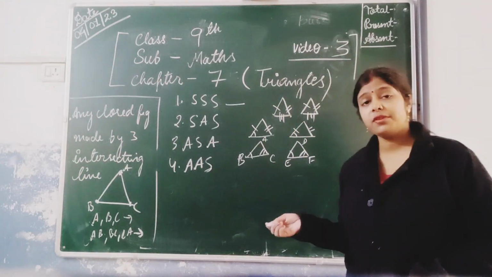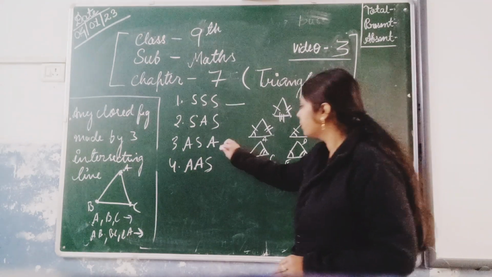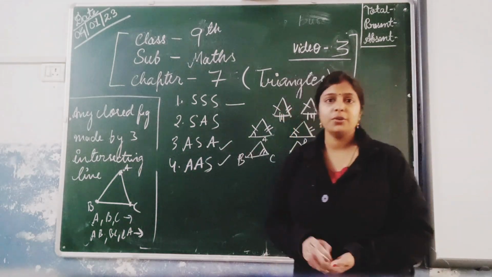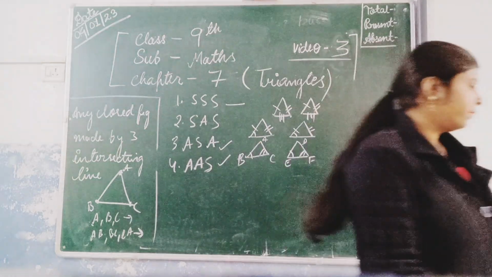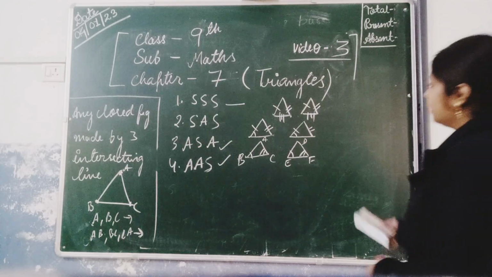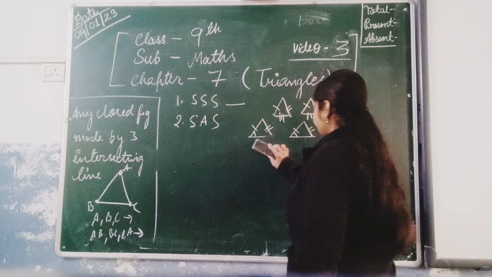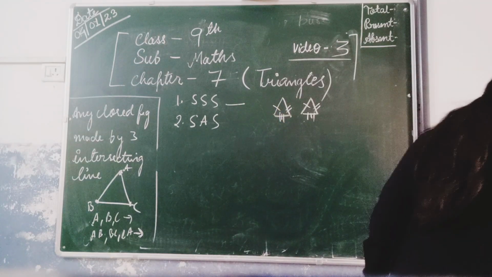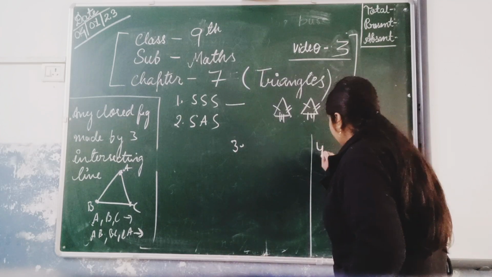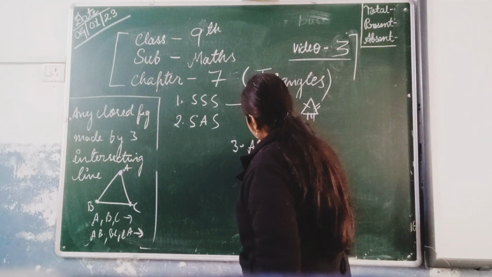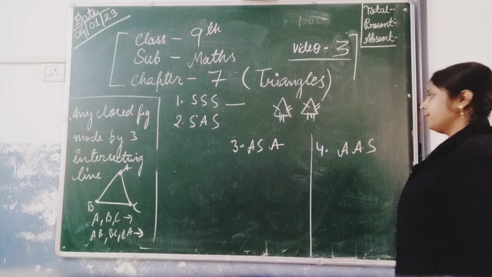So what is the difference between point number 3 and point number 4? Many of you are confused between point number 3 and point number 4, about when to write this one and when to write that one. We will clear your doubt today only. I will try my best to clear your doubt today itself. So let me discuss point number 3 and here we will discuss point number 4. Point number 3 was angle, side, angle and point number 4 was angle, angle, side.